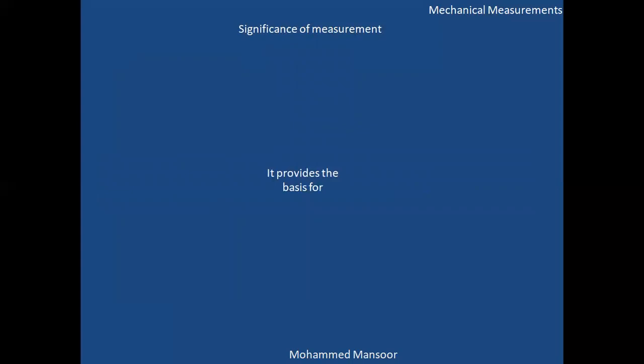So let us learn the significance of measurements. The importance of measurement is that it provides the basis for industrial development, mainly manufacturing, product testing, and food processing. In industries, the quantity of production is measured. Also, the product or component functioning is measured. Hence, measurement is very important in industrial development.